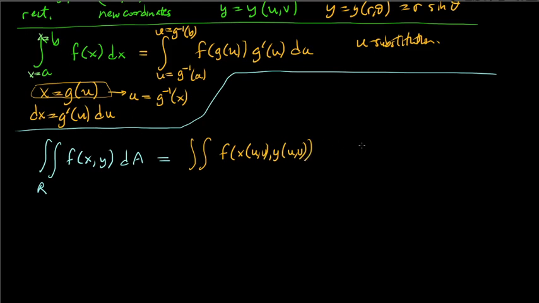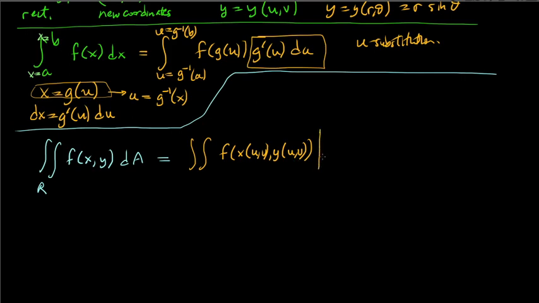And now the question is, well, what's our dA? What's our new dA? In the single variable case, it was just the derivative, because x is a function of u, so it's the derivative of g. So now what's the derivative here? Well, there's a lot of derivatives. There's the derivative of x with respect to u and with respect to v, and y. So it's a more complicated object, but it is essentially just a derivative.